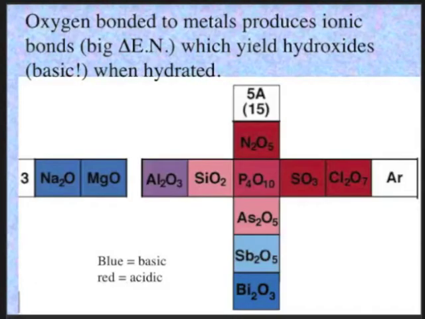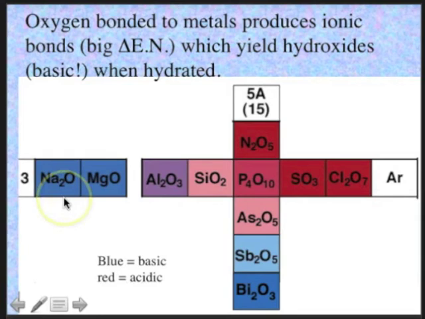Now we're going to talk about trends in acidity and basicity. This isn't in your textbook, so pay attention because you will be asked this. Oxygen bonded to metals produces primarily an ionic bond because there's such a large difference in electronegativity between oxygen, with an electronegativity of 3.5, and a metal like sodium, which is 0.9. So the larger the difference in electronegativity, the more ionic the bond.